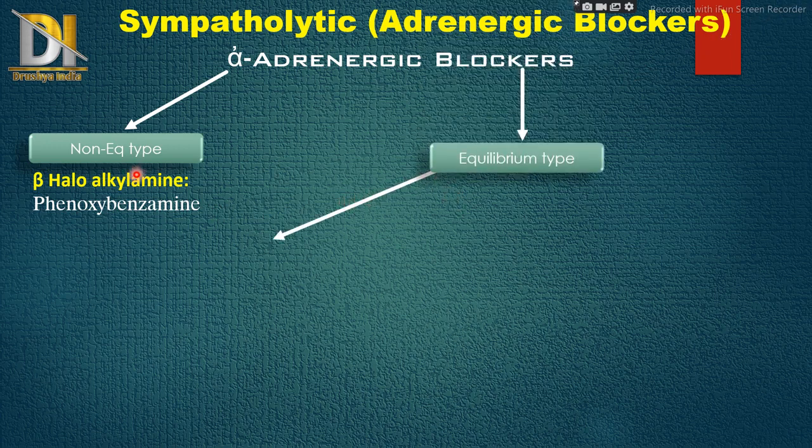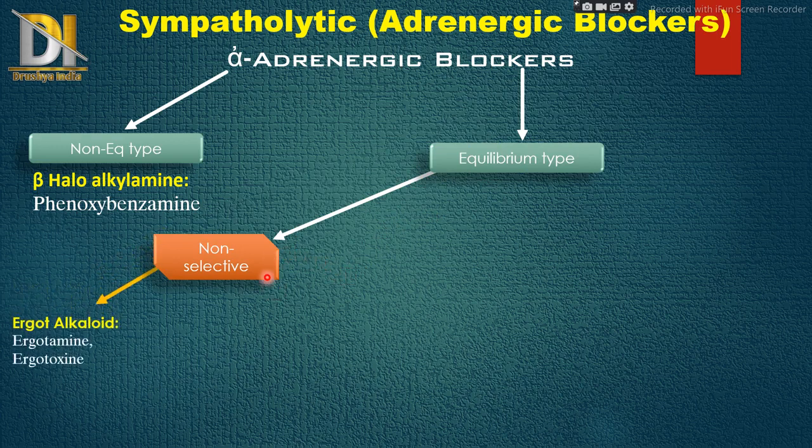First one was non-equilibrium type. Now the second one is equilibrium type, in which first is non-selective. Non-selective is further classified into four types, out of which the first one is ergot alkaloid. Ergot alkaloid contains ergotamine and ergotoxin. Then the next class is miscellaneous, in which there is only one drug, mainly chlorpromazine.